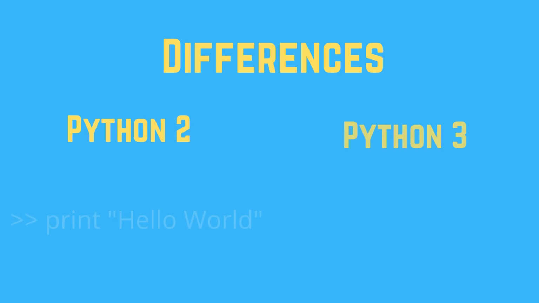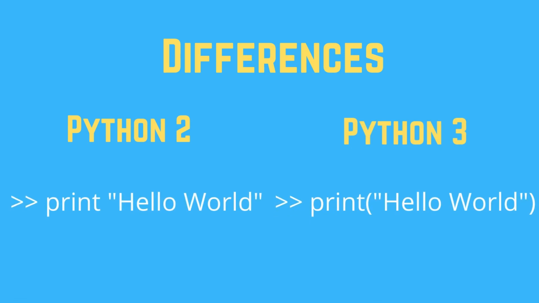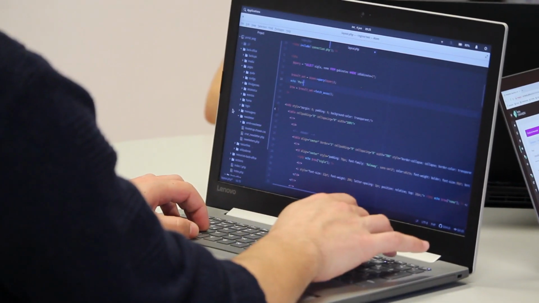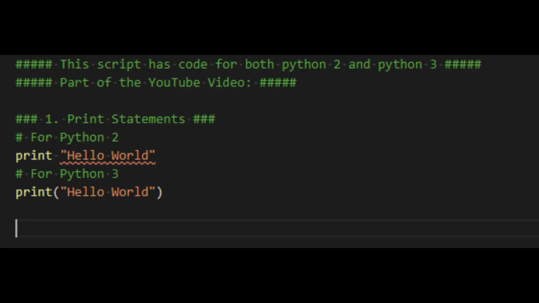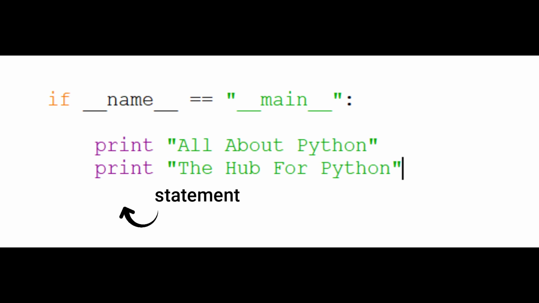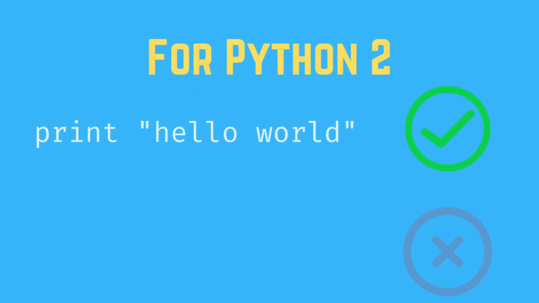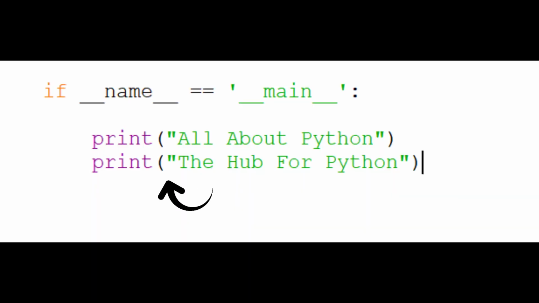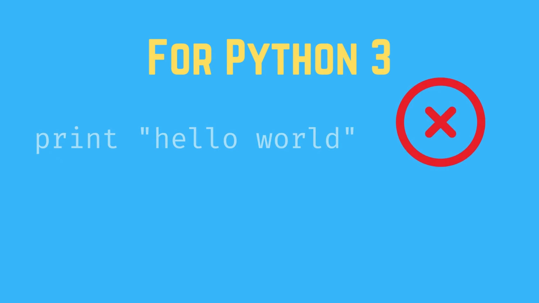With the basics of Python 2 and 3 covered, let's talk about the differences between them. First, let's talk about syntax differences. The most common and known syntax difference between Python 2 and Python 3 is the syntax of print statement. In Python 2, print is considered a statement instead of a function, which means when you use it, you don't have to write round brackets in it, like this. In Python 3 on the other hand, print is a built-in function, which means it has to be used within round brackets.